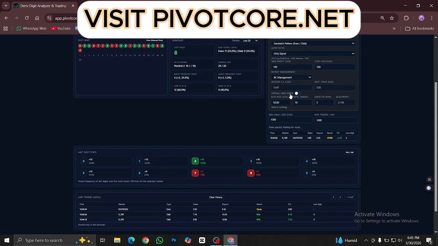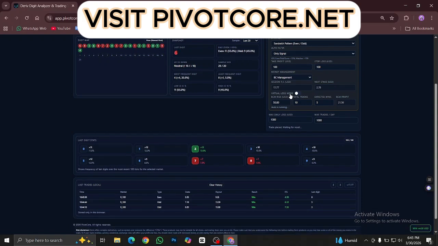I'll show you how to configure the even-odd parameters so the bot enters the market at the perfect millisecond. This platform bridges the gap between your Deriv account and smart automation, making it much easier to stick to your daily targets without revenge trading.